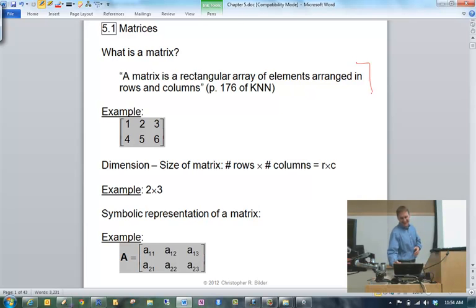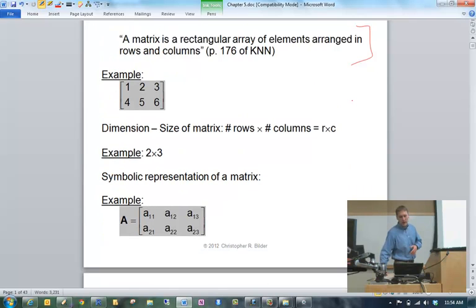But anyway, a matrix is a rectangular array of elements arranged in rows and columns. Simply put, here is a matrix. I just have the numbers 1, 2, 3, 4, 5, 6 arranged in 2 rows, 3 columns. Often we refer to this as a dimension 2 by 3 matrix. We always put the number of rows first, the number of columns second.